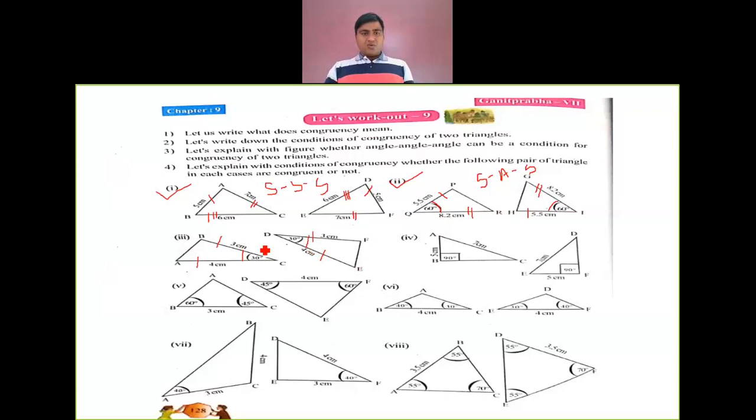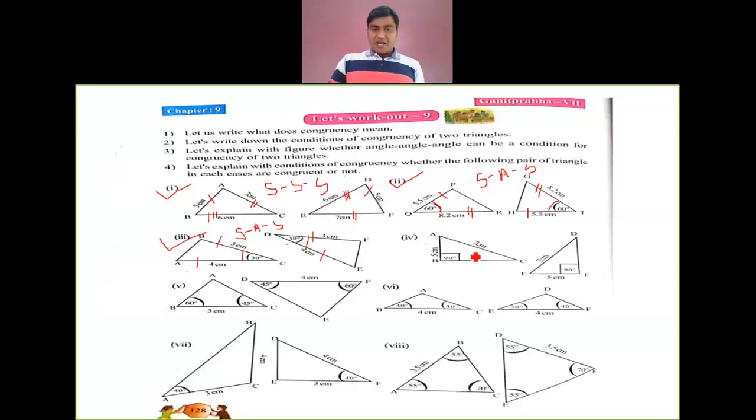The two sides and one included angle are equal. Same as example 2. SAS. Two triangles are congruent to each other. So number 3 is congruent. Now number 4.